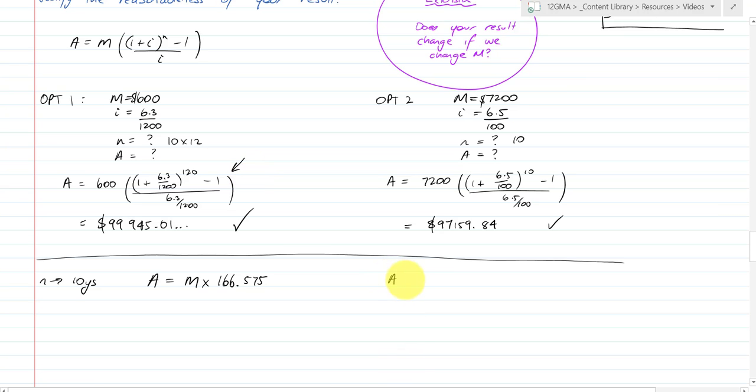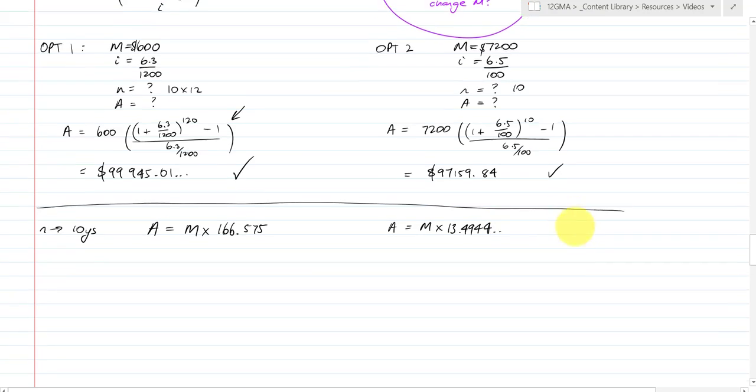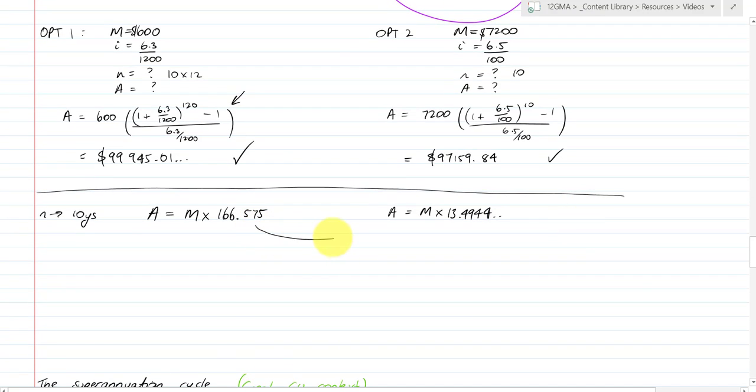And over here we get A is equal to M times 13.4944. So now they're not very comparable, but what I've done is I've taken this value here. If I divide that by 12, I get a multiplier of 13.88. And that trumps this multiplier. And that's the important thing. So if I divide this by 12, then I have to multiply that by 12, which makes my investments the same. So I'm making a comparative multiplier.